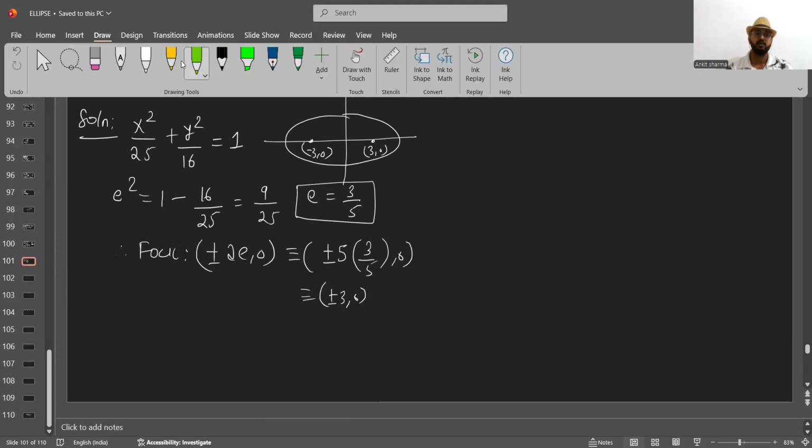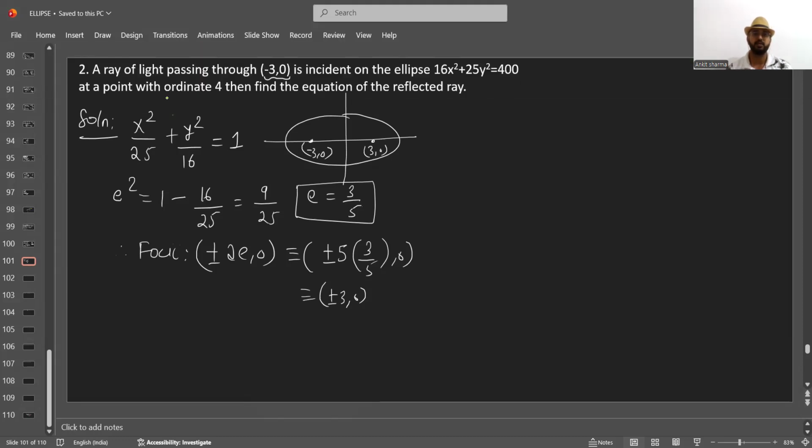Now we have a ray of light passing through minus 3 comma 0 which is incident upon the ellipse. That means this is the incoming light. And now at a point with ordinate 4, so this is my point here whose y coordinate is 4, we have to find the equation of the reflected ray.